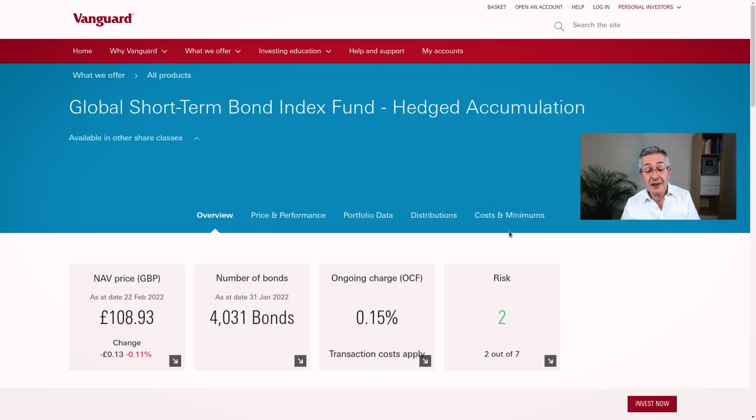Now, one of the funds I like is actually offered by Vanguard. It's this Vanguard Global Short-Term Bond Index Fund. So it's not an exchange-traded fund. It's actually a mutual fund or an open-ended investment company. But what's good about this one is that it's an accumulation fund and its fee is very low, just 0.15% per year. Plus, it does give you global diversification.